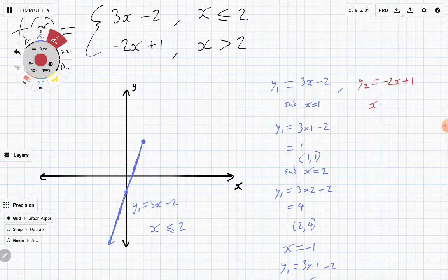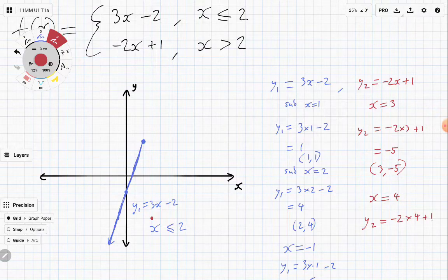Let's try x equals 3. Well, when x equals 3, y2 is equal to minus 2 times 3 plus 1. Minus 6 plus 1 is minus 5. So at 3, 1, 2, 3, we're at negative 5. So that's the point 3, negative 5. And we'll do one more point, x equals 4. We get y2 is equal to negative 2 times 4 plus 1. So it's going to be negative 8 plus 1, negative 7.